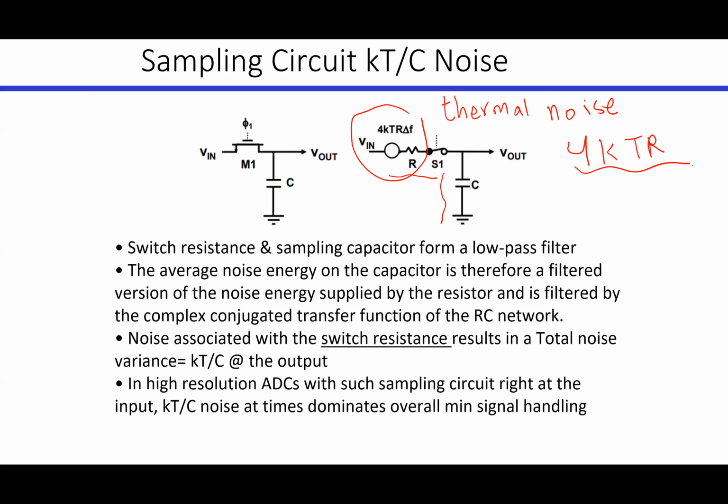And as you remember, we talked last time that in high resolution ADCs, with this sample and hold circuit at the front, the kT over C noise, which is the thermal noise, dominates the overall minimum signal handling. Can someone explain what this means? I don't want you to explain where kT over C came from. I discussed it last time, so I just want to know, did you understand it, or what does it mean?